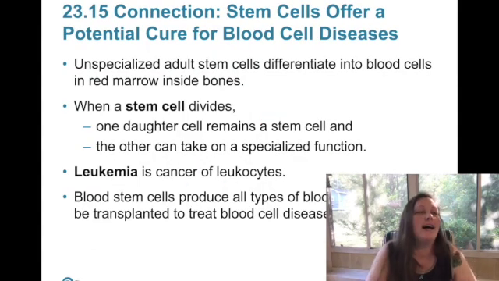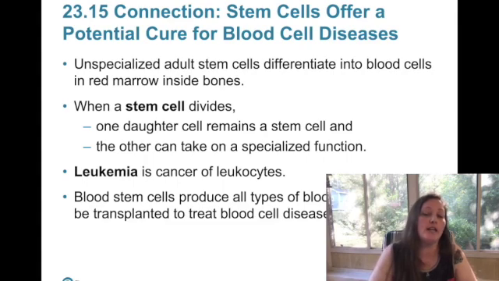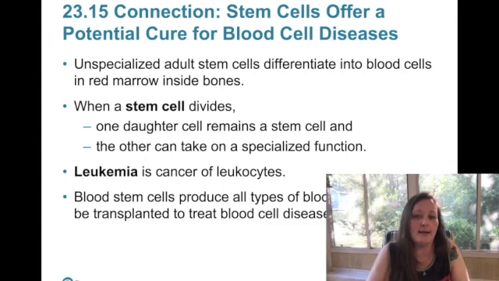There you go. Unspecialized adult stem cells differentiate into blood cells in red marrow inside bones. Differentiate means it's basically becoming what it needs to be. So when a cell is undifferentiated, it means it has not been told what to become. Once a cell is differentiated, that means it has now been told what cell it will be, and then it starts to become that. So when a stem cell divides, one daughter cell will remain a stem cell and the other one takes the special function.